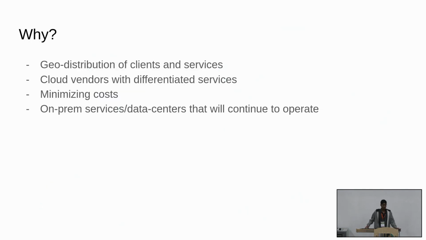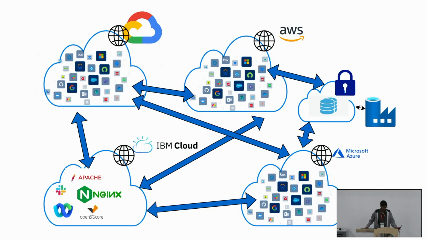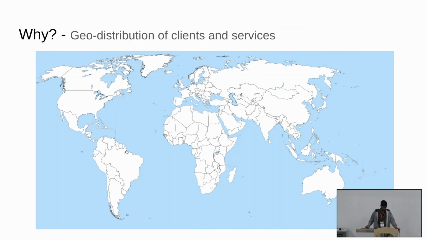But why would someone do such a complicated thing? There are so many moving parts, so many connections. Why would someone go to this kind of complicated mess? Wouldn't it be easier to just go with one cloud, or just have one data center? Why is someone forced to do this? We have a number of reasons, so we'll go over some of them.